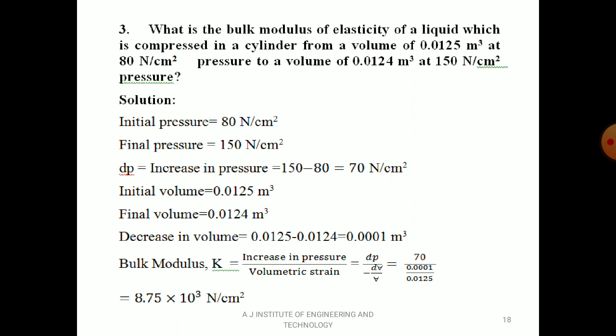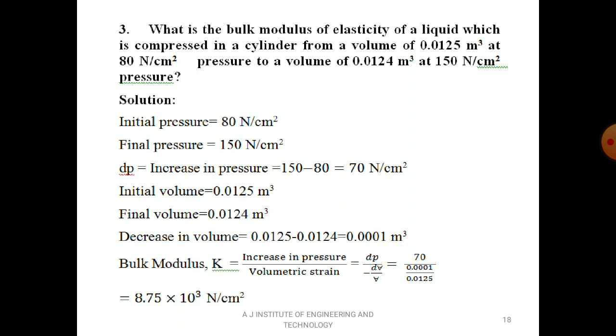Solution: initial pressure equal to 80 Newton per centimeter square, final pressure equal to 150 Newton per centimeter square. So dP equal to the increase in pressure, that is final pressure minus initial pressure, 150 minus 80, that is equal to 70 Newton per centimeter square. Therefore initial volume equal to 0.0125 meter cube, as given in the question. Final volume equal to 0.0124 meter cube.